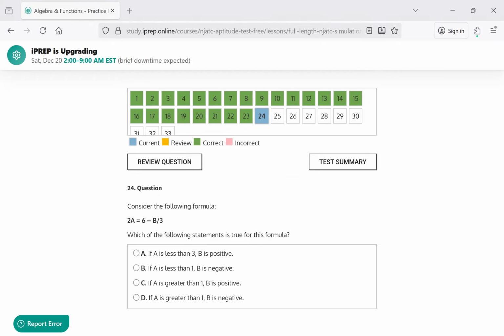So how do I know it? It's really almost in the form of y equals mx plus b. The only thing is you have to get rid of this 2. So if you want, you can get rid of this 2 to make your life easier. So when you do that, you get a equals 6 divided by 2, which is 3. And what's negative b over 3 over 2? That would be negative b over 3 divided by 2, which simplifies as negative b over 4. So this simplifies as a equals negative b over 4 plus 3.